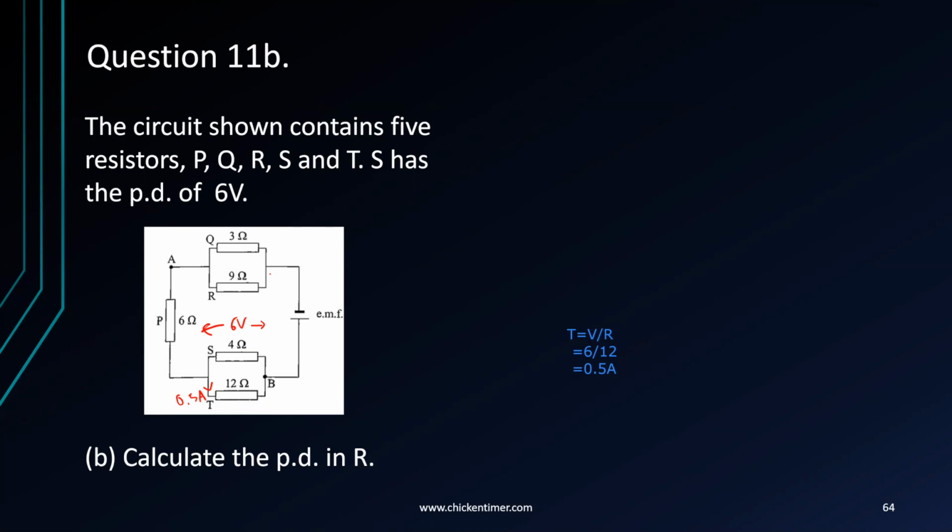Why do they ask to calculate the PD? Because this is a fake parallel down here. You have to redraw. Once you redraw, you will recognize it's fake. So what happened is, if you redraw it, you will see that QR is 3 ohms and 9 ohms. Then it will become your P down here, which is 6 ohms.